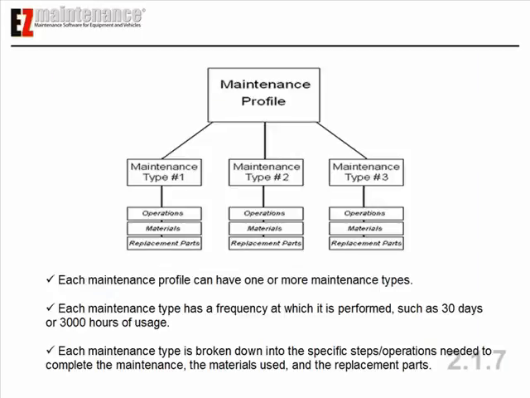The following graphic displays the structure of a maintenance profile. As you can see, a maintenance profile can be decomposed into one or more maintenance types, which are performed at periods specified by you, such as 30 days or 3,000 hours of usage. Furthermore, each maintenance type can be broken down into the specific steps or operations needed to complete the maintenance, the materials that are used in the maintenance, and the replacement parts that might be needed.